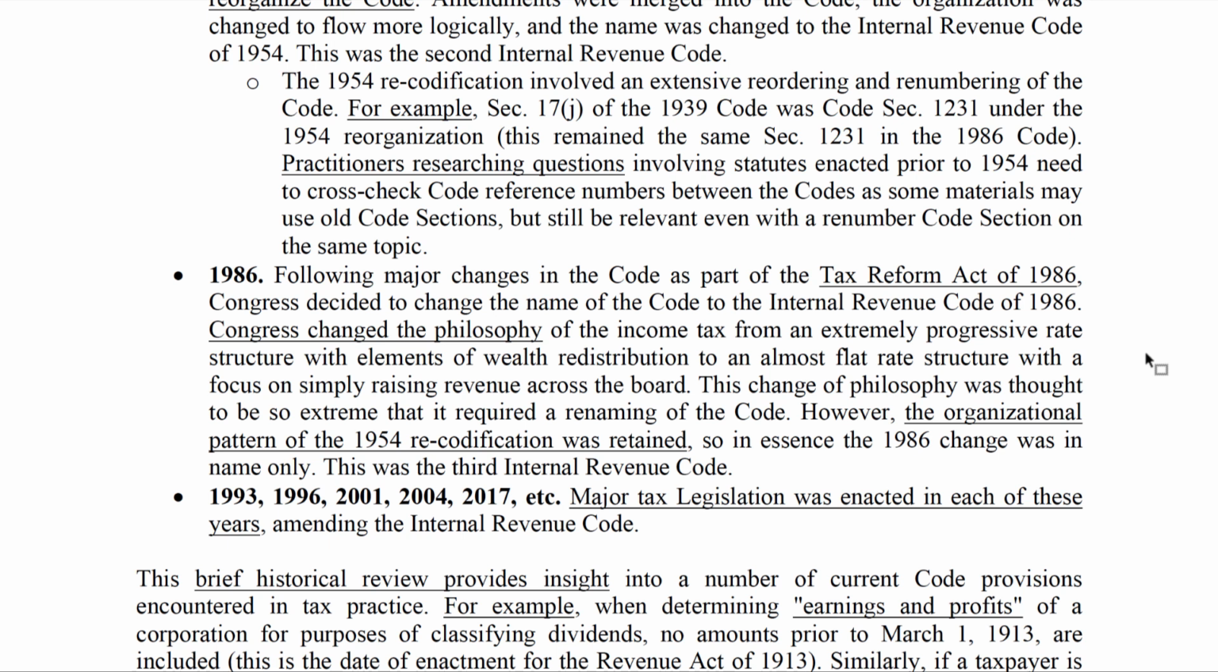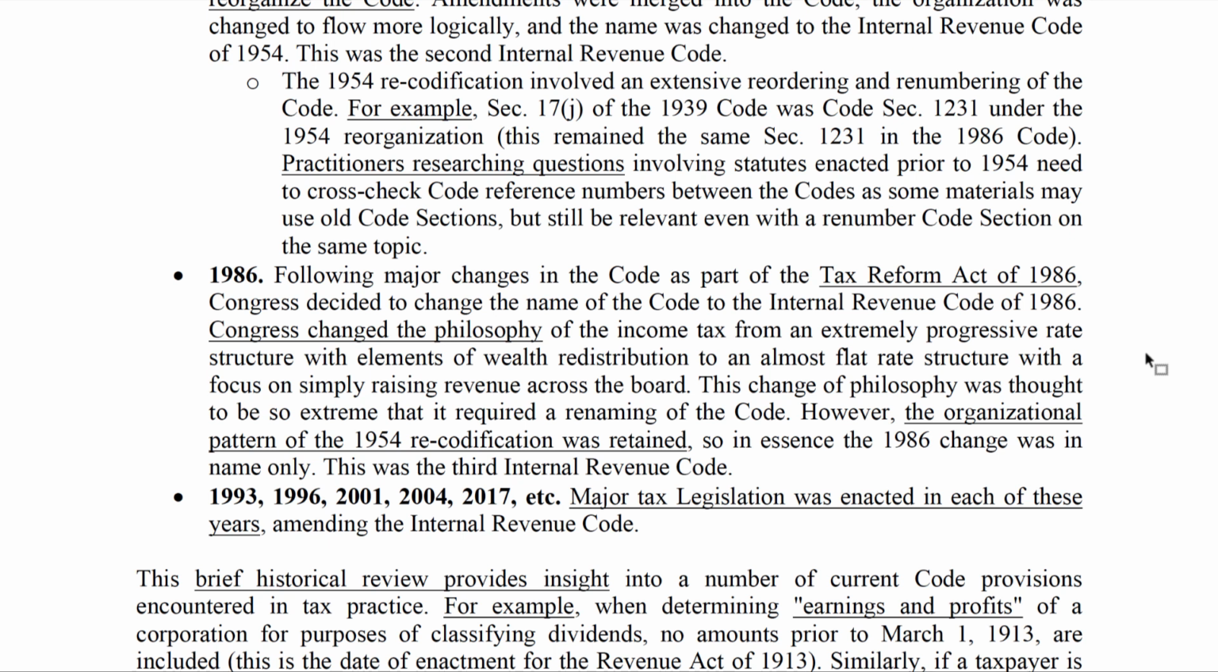So there's a philosophy change in the law. And now we have our third Internal Revenue Code, which at the time of this video is the Internal Revenue Code we're still using. And the idea there is that the 1954 tax code numbering system stayed the same for 1986. But again, there was a change in the philosophy of the tax law through the Tax Reform Act of 1986. So we have our 1986 tax code, our third Internal Revenue Code.